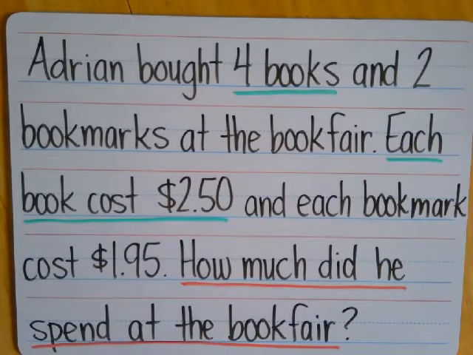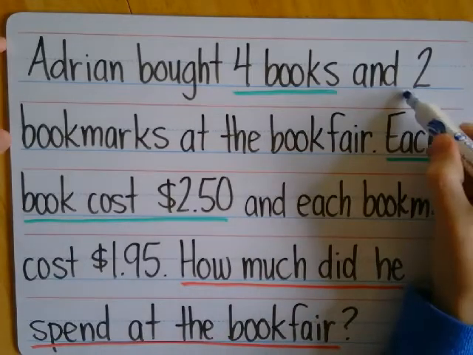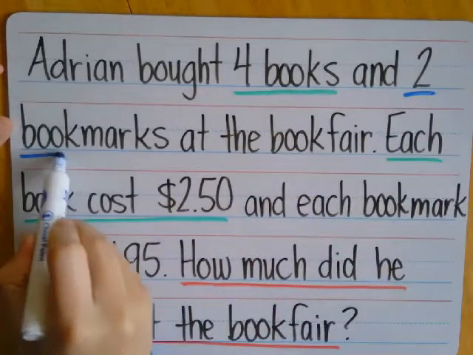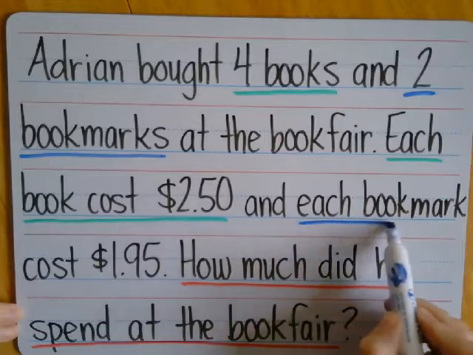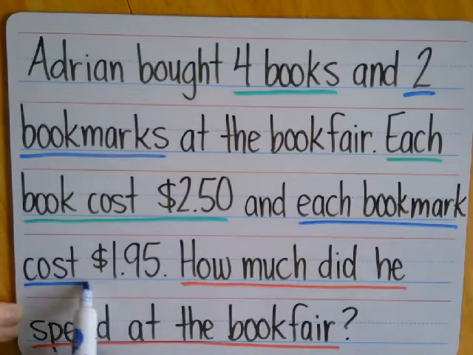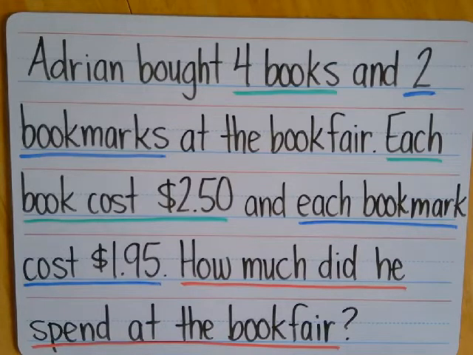And then we know that he also bought 2 bookmarks. So we need to figure out how much each bookmark costs. So Adrian bought 4 books and 2 bookmarks at the book fair. Each book cost $2.50, and each bookmark cost $1.95. So this problem is going to have a couple different steps in it.